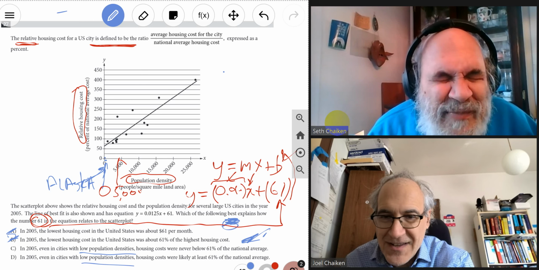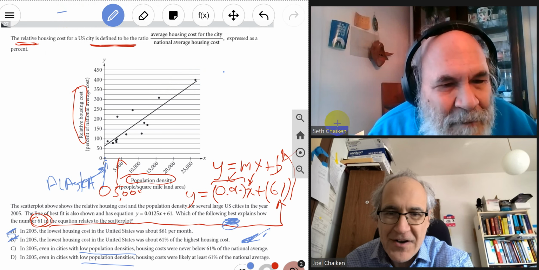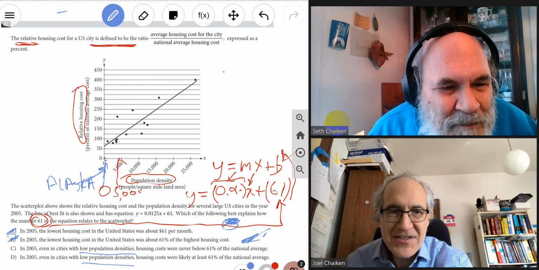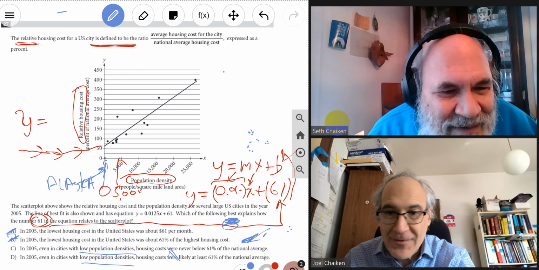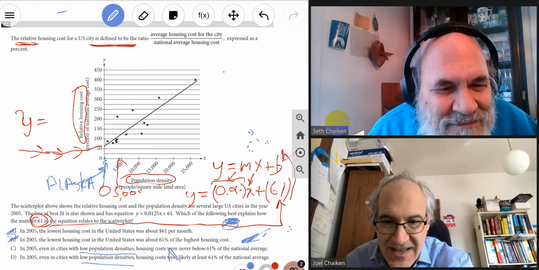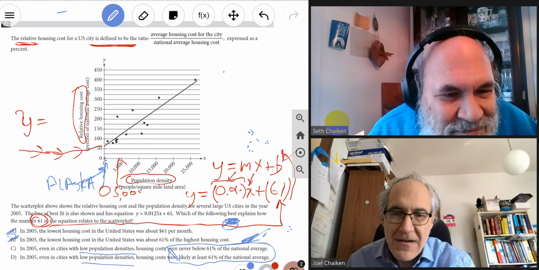It comes down to understanding. Let's get right to the heart of the matter. It comes down to just distinguishing: is it never below 61 or likely at least 61? That's the key to the problem. We know all this other stuff. We know it's 61. This is the English side, the thing we've got to focus on. Which one of those is it?